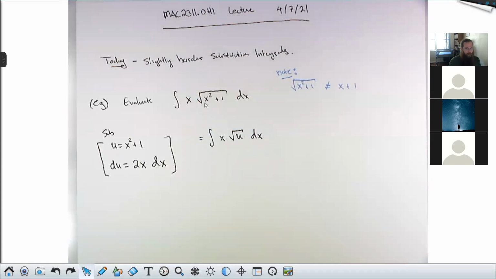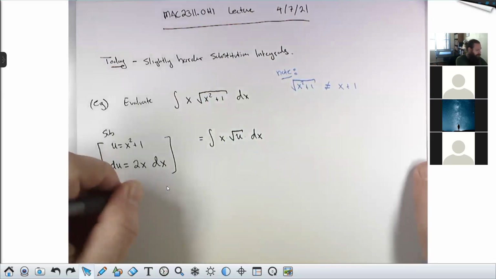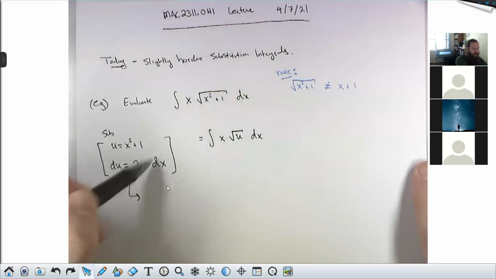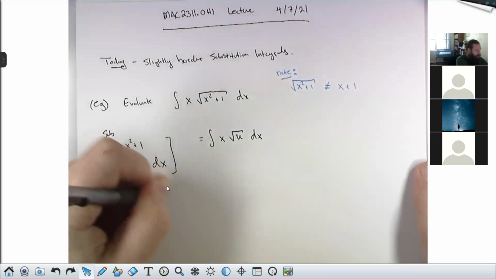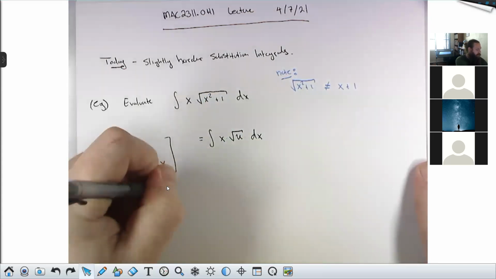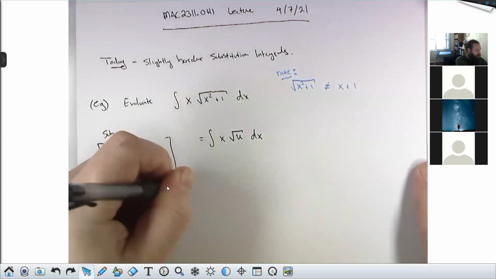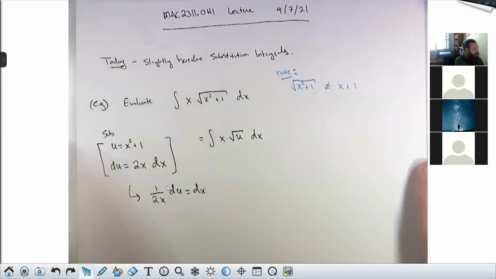So what do I do now? I've replaced the piece with u that I intend to substitute for. That's good. After you do that, we need to replace the differential by its equivalent expression. So we come back over here, and I solve this for dx. I do that by dividing both sides by 2x. So I get 1 over 2x du is equal to dx.